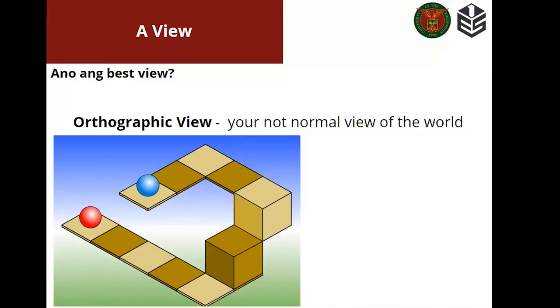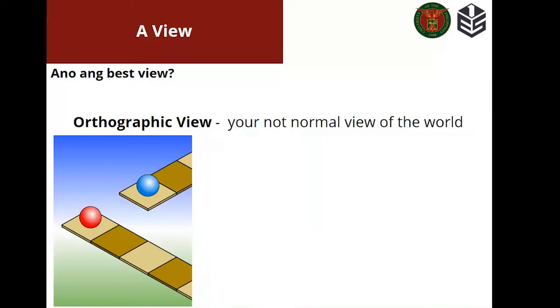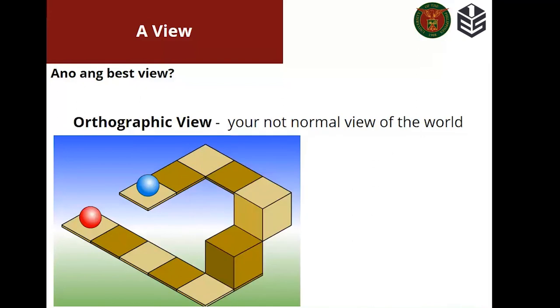If I remove that, we will see that the blue ball is actually higher than the red ball. Pero when I cover that picture or this step, we will never be able to know which one is higher. Because in orthographic view, we want to retain the actual dimension of our objects, even if they are very far away, because we want to convey the correct information.